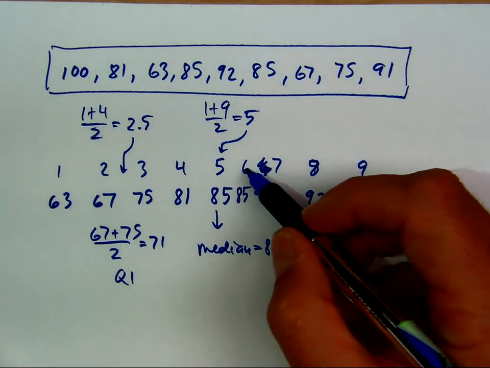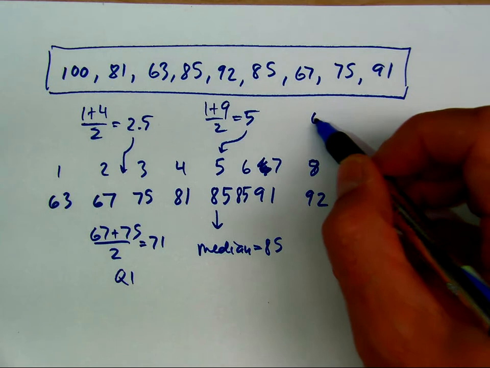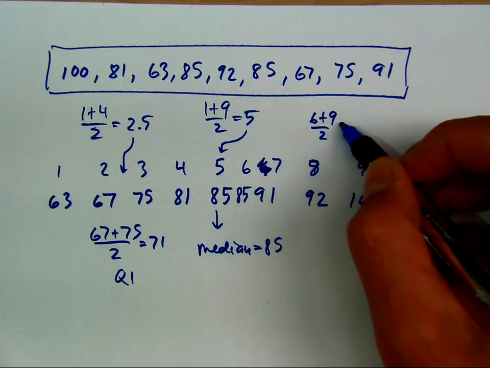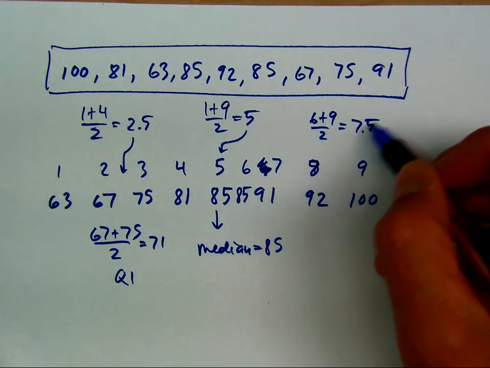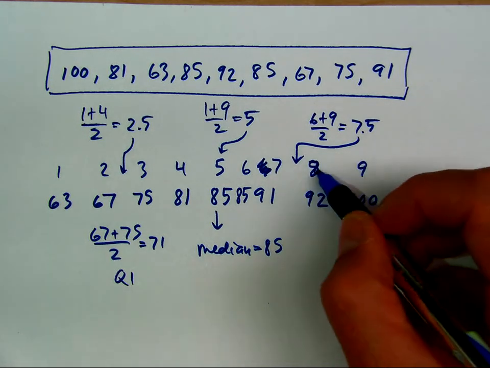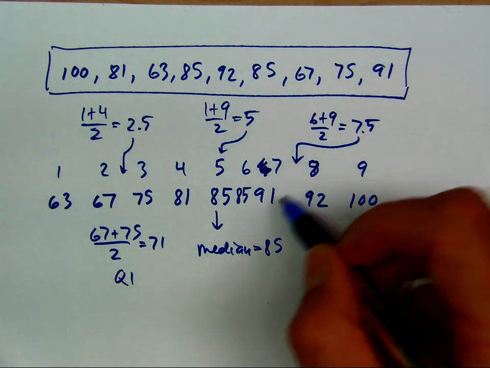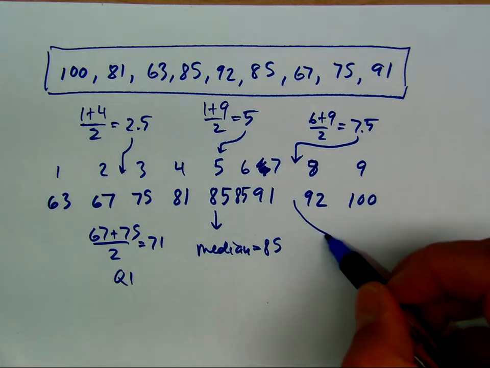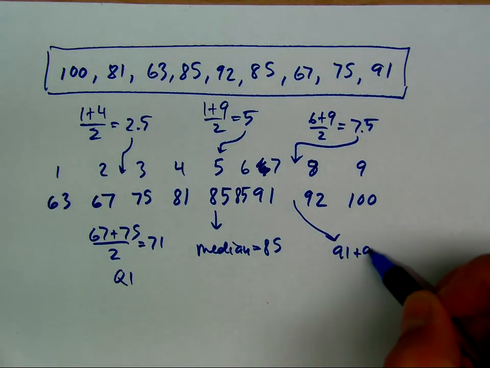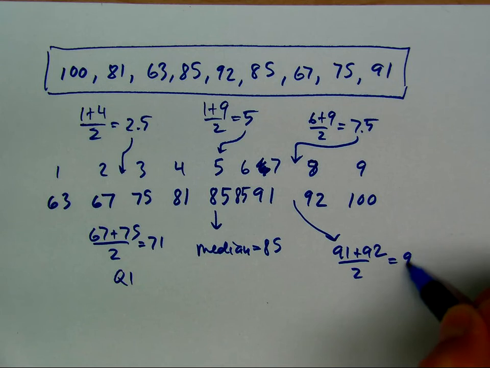Let's go between 6 and 9. 6 plus 9 over 2, 15 over 2, 7.5 tells us we're going to look between the 7th and the 8th number. So we're going to have 91 plus 92 over 2 is 91.5.